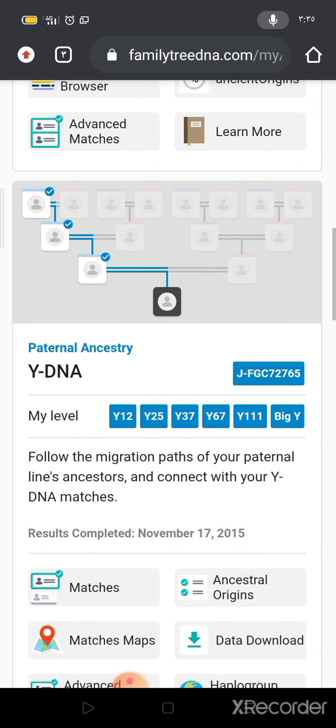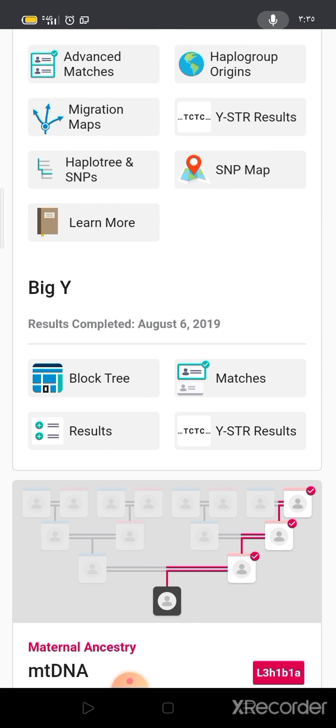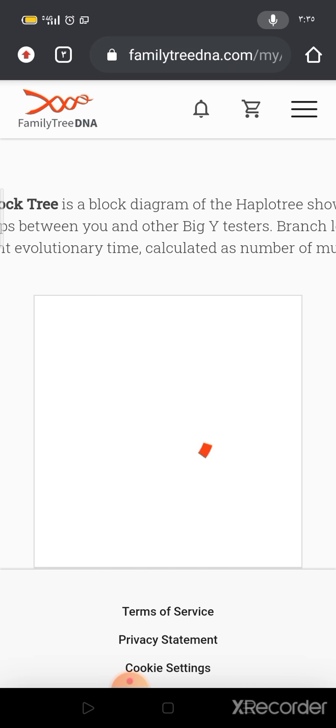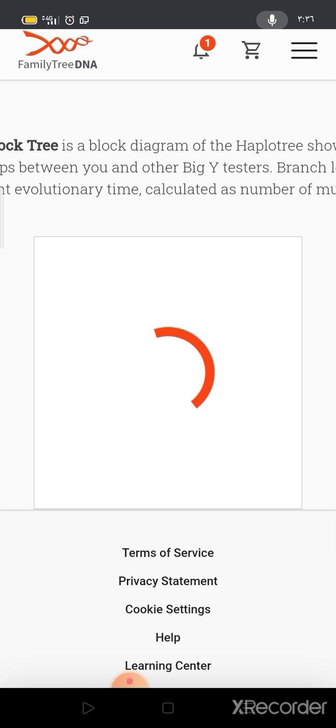Also, you can go to your Big Y here. The Big Y is a very good test. It's a detailed test. Before it was Big Y 500, but now it's more advanced. Its name is Big Y 700. You can go to your block tree. It will take some time to download, but it will give you a very good tree, a very good picture about your situation.